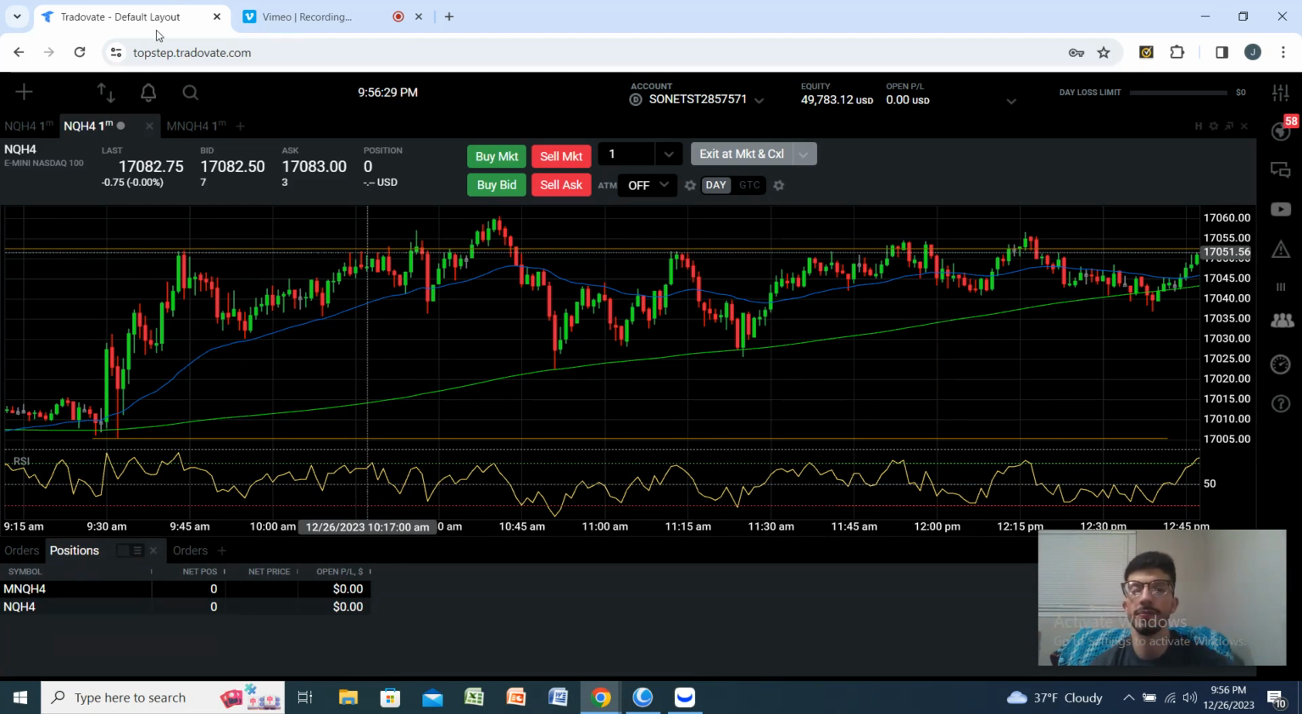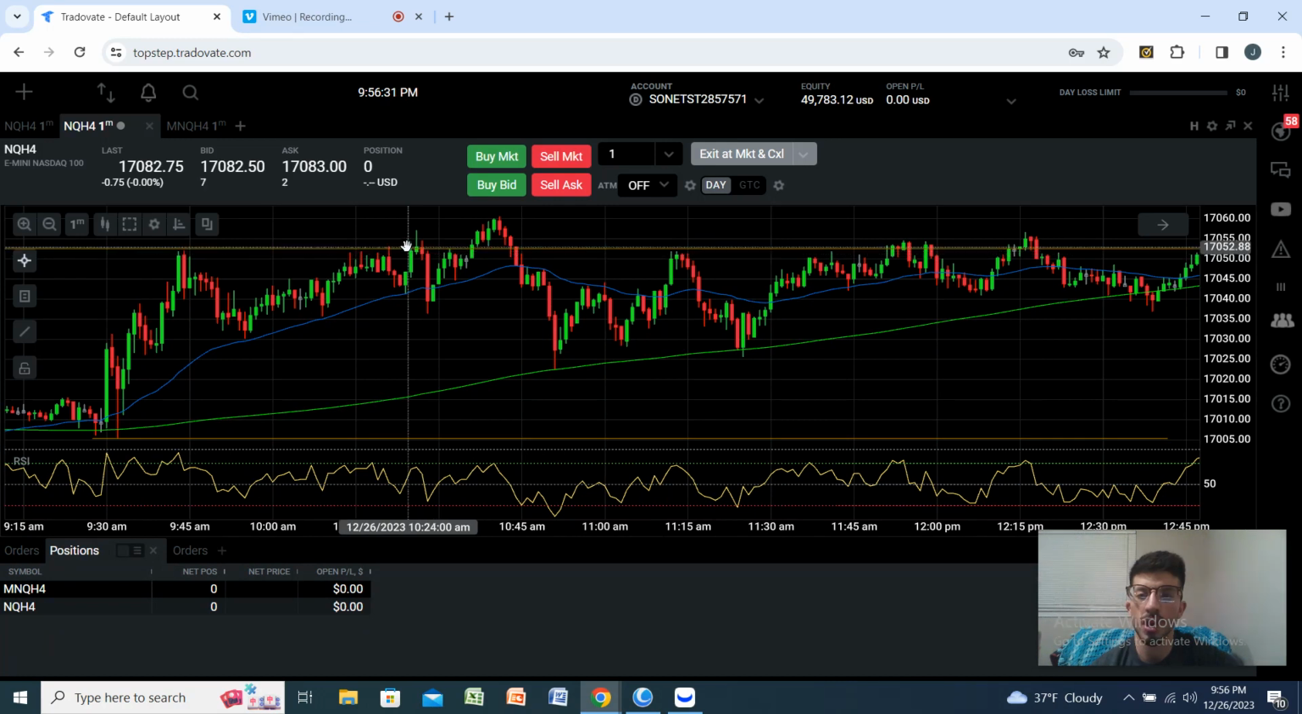So here we go. The open range was from 17,052 all the way down to 17,040 flat. As you can see, Nasdaq was pretty bullish on the day. We did keep trying to break above this open range resistance, but as you can see, got rejected right here.